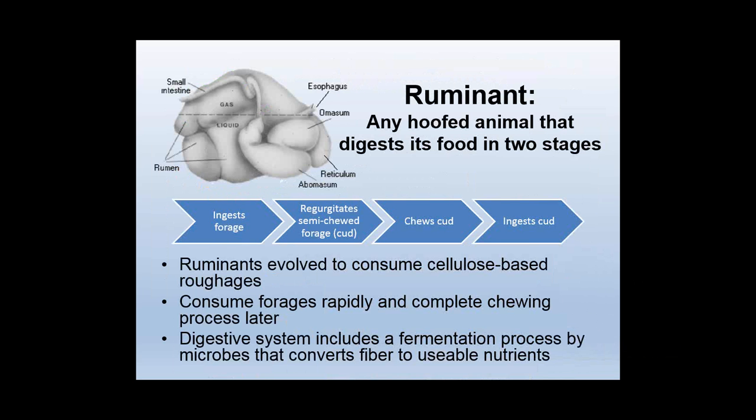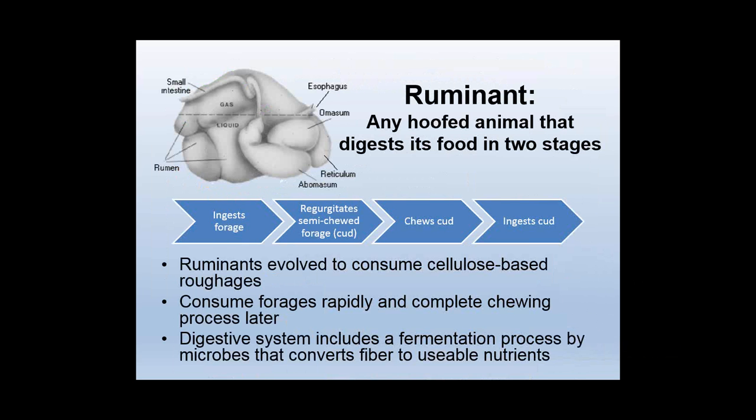First, it's going to ingest the forage. They evolved to consume that cellulose-based roughage rapidly, and then finish the process of chewing later on. So what happens is they ingest the forage, it goes down, and then at some later point when they have time to rest and relax a little, they regurgitate their cud and chew the cud. This is the second stage of that initial ingestion process, and then the cud goes back down into the rumen and gets broken down and moves on out as digested material.